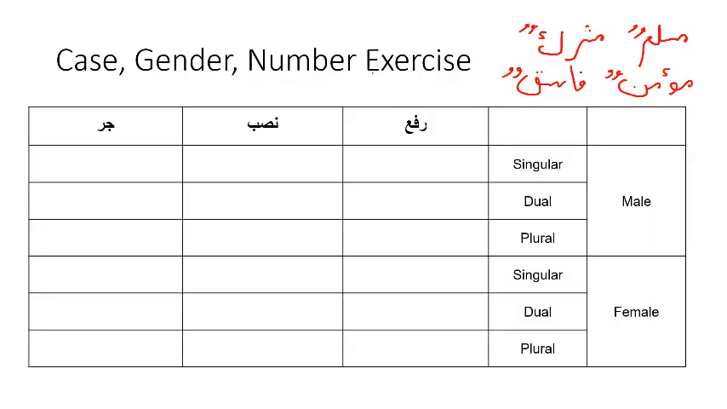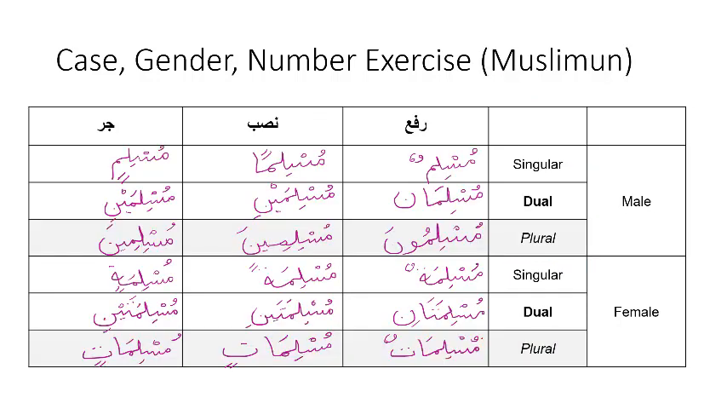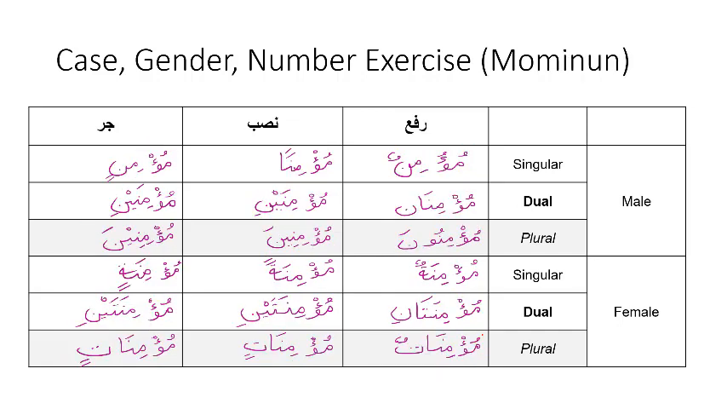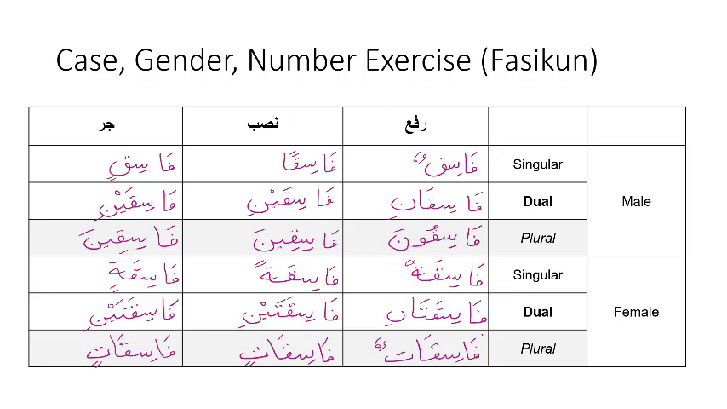Okay, exercise time now, and I want you to complete this table. Hopefully you've already done the singular and dual for these 4 words, Muslimun, Mushrikun, Mu'minun and Fasikun. Now you need to complete this plural row both for male and female. Pause the video and make sure you do this before looking at the solutions. So here is the solution for Muslimun, Mushrikun, Mu'minun and Fasikun. That is it for this lesson.